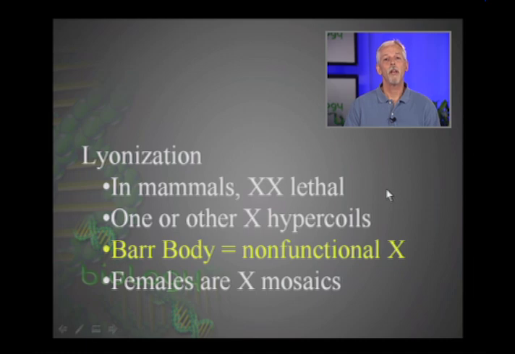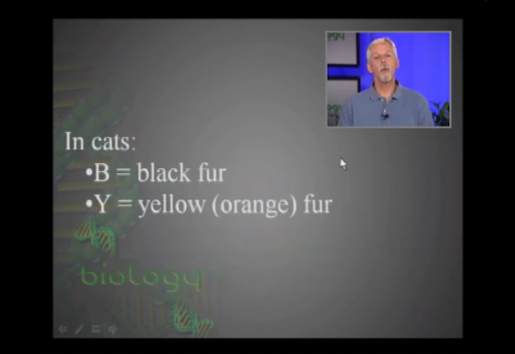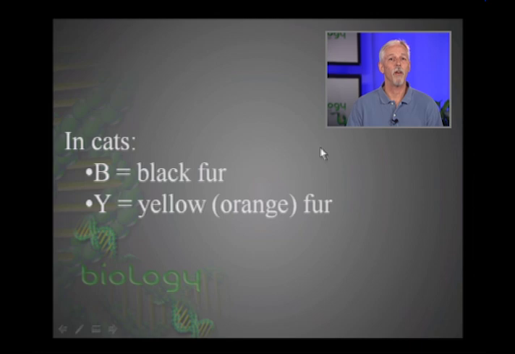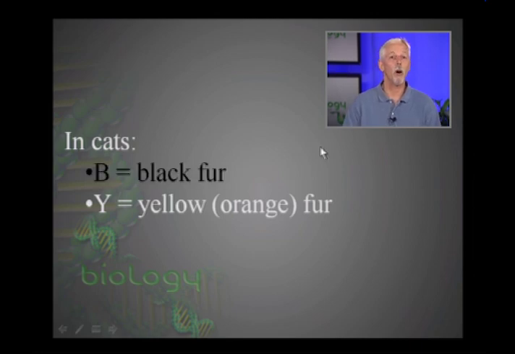And as a result, when we look at female mammals, they are a mosaic of X activity. So in some parts of the body, one X is functioning, and in another part of the body, another X is functioning. And again, this process of inactivating one X or the other is known as lionization. One of the places where we can physically see this mosaic effect of X activity is in cats. And in cats, an X-linked trait for fur color is found where there are two dominant alleles.